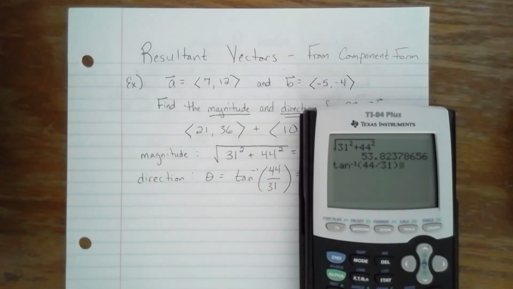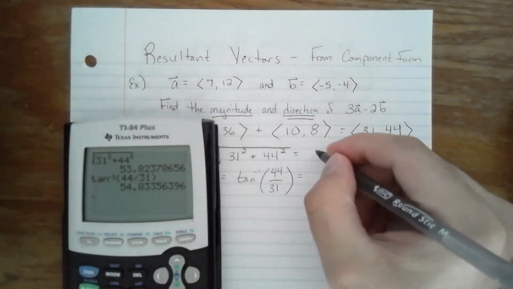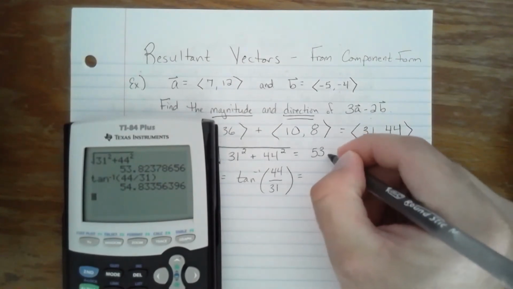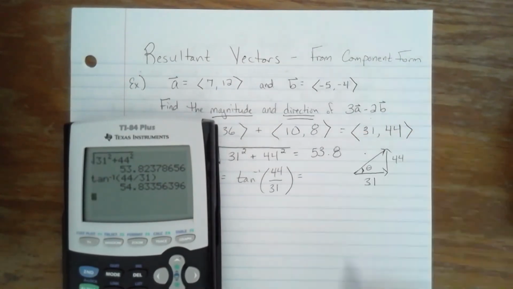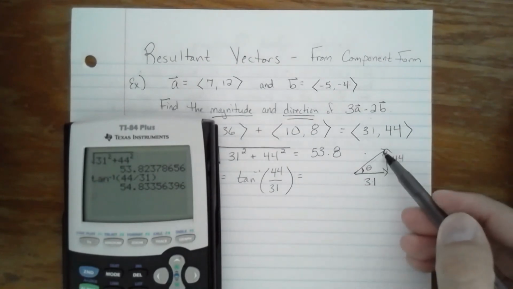Tangent inverse of 44 over 31. Interestingly enough, these two numbers ended up being very similar. That's a coincidence. They're not related to each other in that way. That's just the way this one worked out. So for my magnitude, let's call it 1 decimal place since they didn't specify. We'll say 53.8. And unlike in a previous video, I will not make the mistake of putting a degree symbol on that one. This is the magnitude of the vector itself.